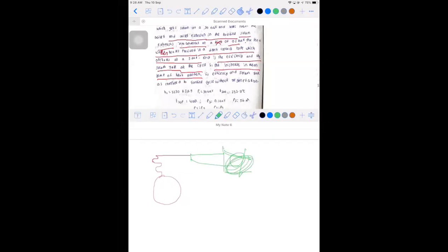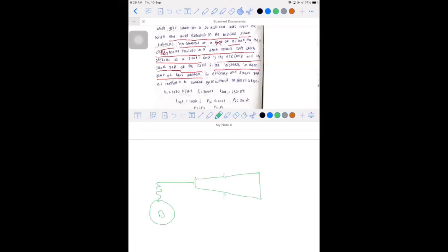Oh, got some problem in this area. Manage it one more try. Boiler, superheater, followed by the turbine.